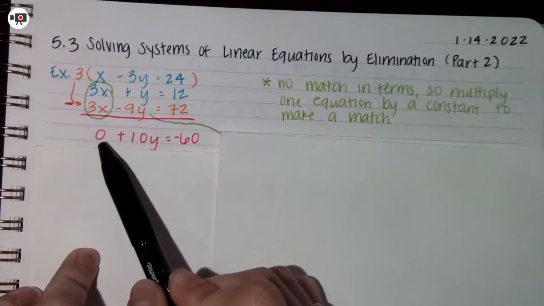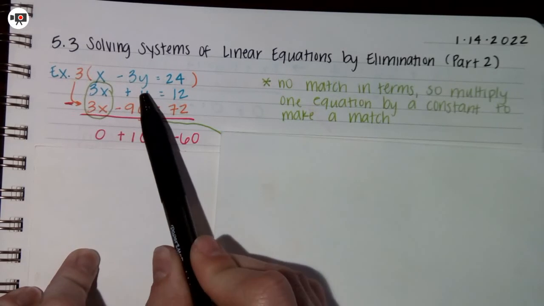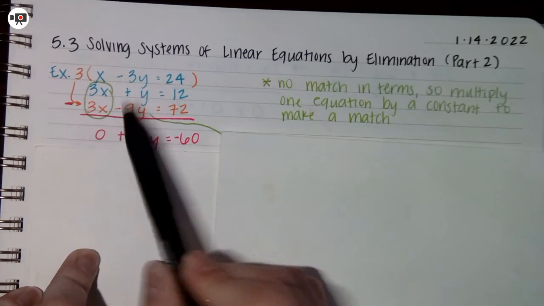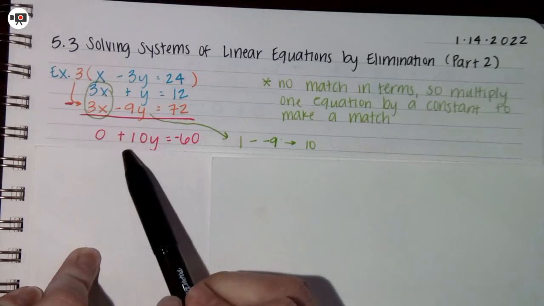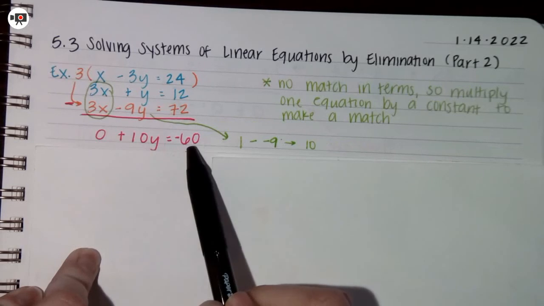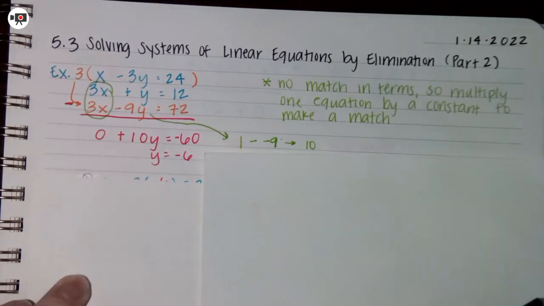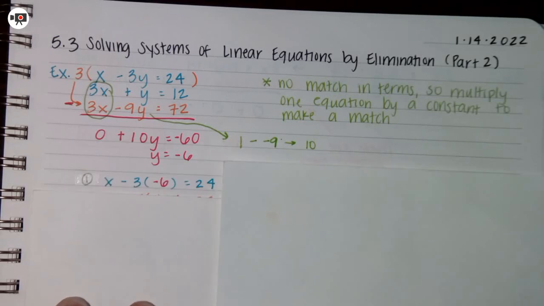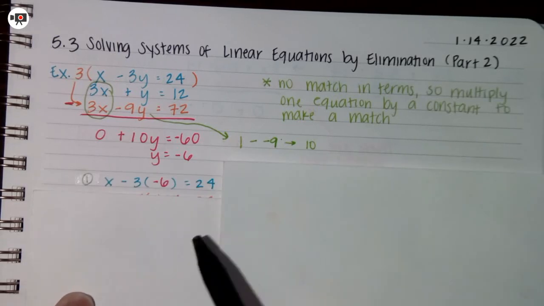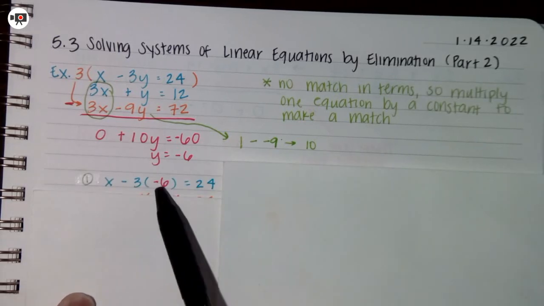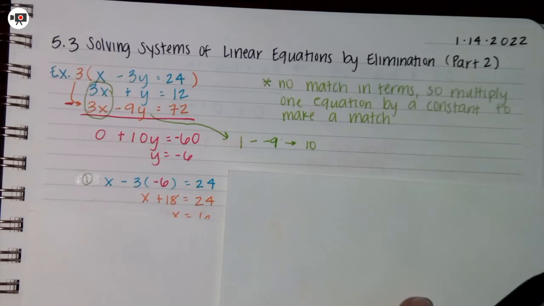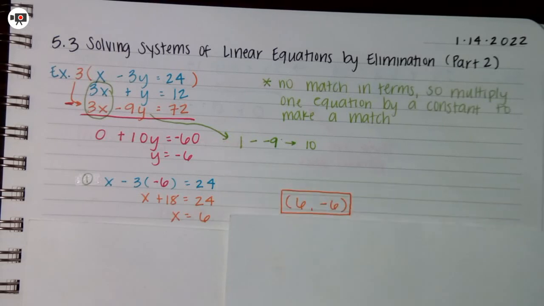So I get 0, and then 1 minus negative 9 is adding, so I get 10y equals negative 60. Then solve for y, and y equals negative 6. I can plug this back into one of my equations. Equation 1 looks a little simpler. So take my y and plug it in, and then solve for x, and x equals 6. So my answer is 6, negative 6.